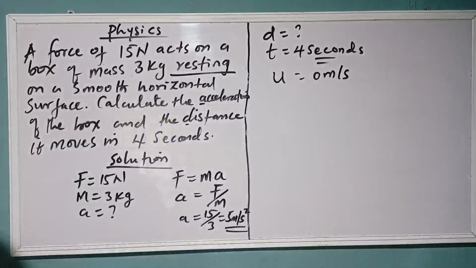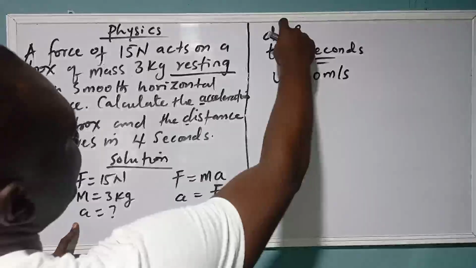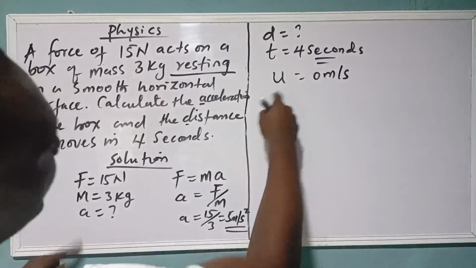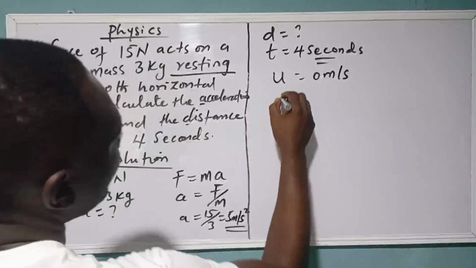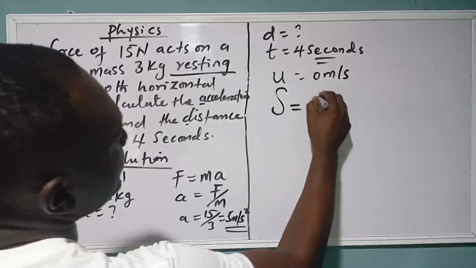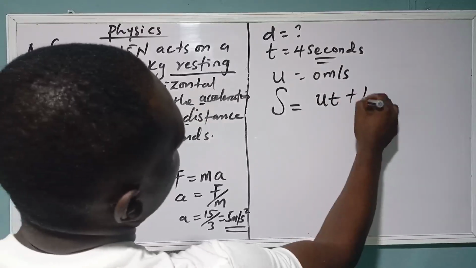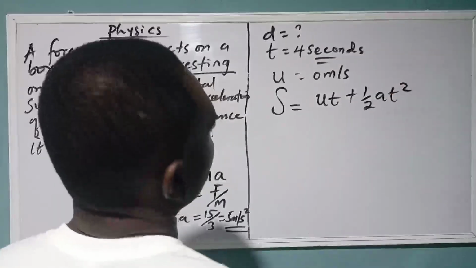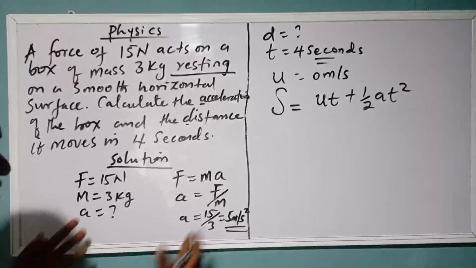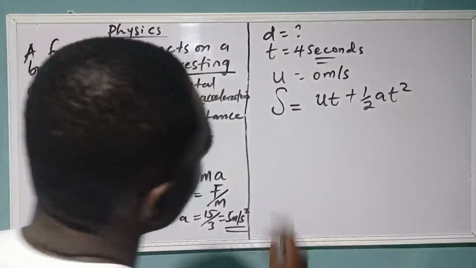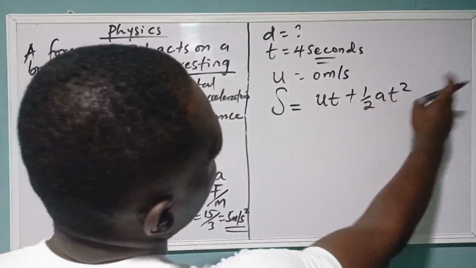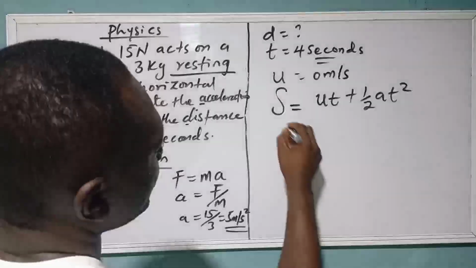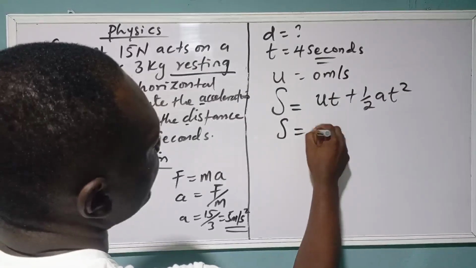Okay, good. So if we want to work out this, which equation of motion has these parameters? Acceleration, we are looking for distance, time, and initial velocity. So if I calculate this, I will use this, right? This is the one that is closest to this which I can apply. So distance is ut plus half at squared. Now, we already know that initial velocity is 0.